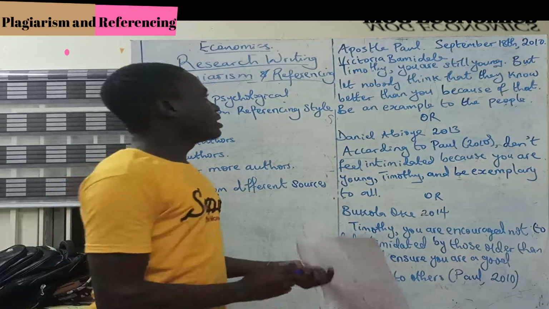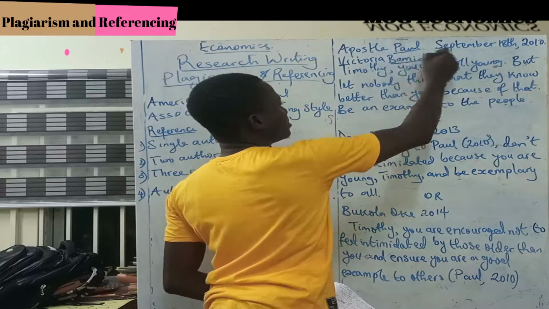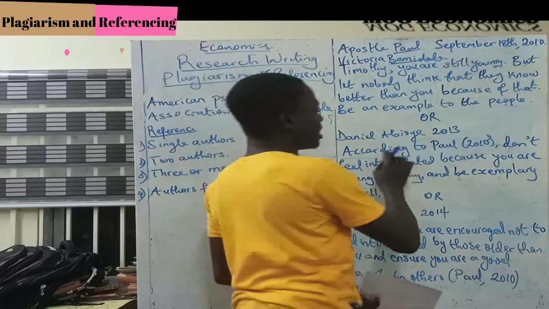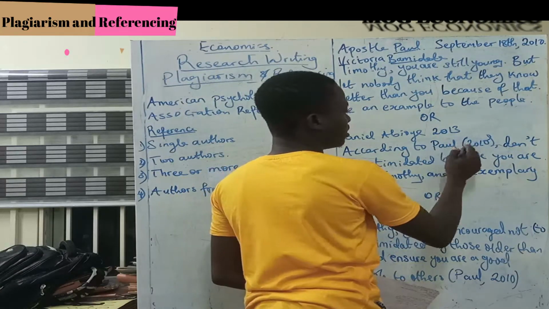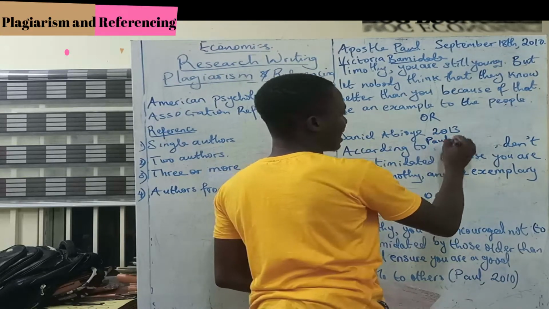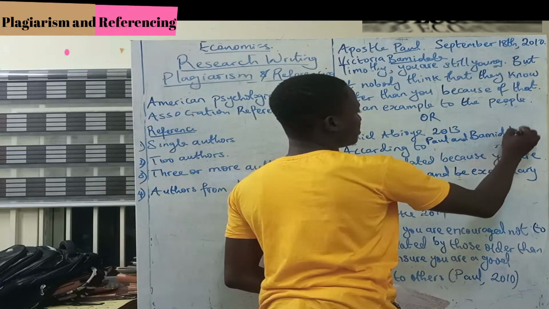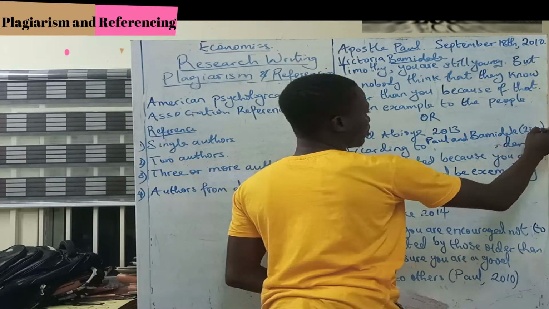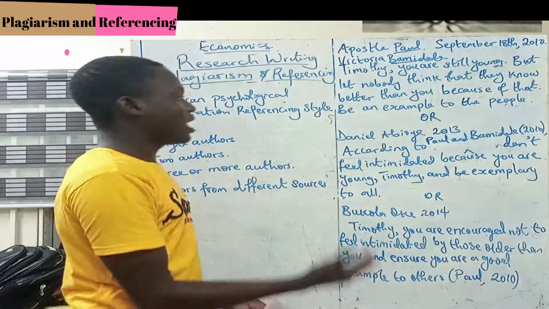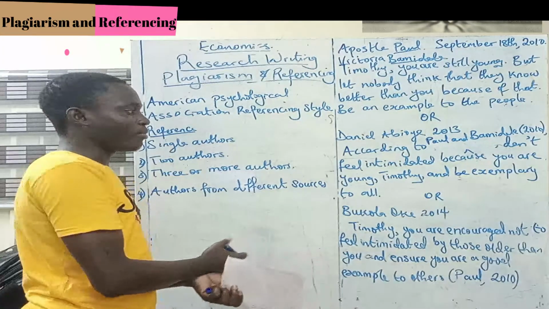So how do you do that? Here, ordinarily, this is the surname for Apostle Paul, and this is the surname for Victoria Bamidele. So what I'm going to do in this place would be: according to Paul and Bamidele, 2010, right? Then comma. Don't feel intimidated. According to Paul and Bamidele, 2010. So you are just adding the second person's surname. So that's that about that.